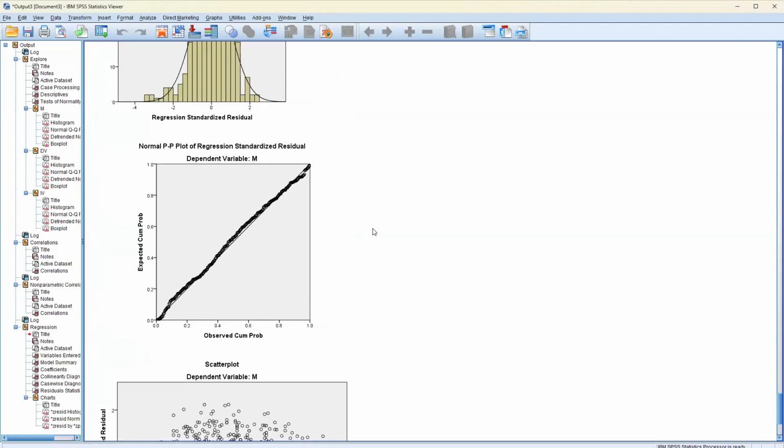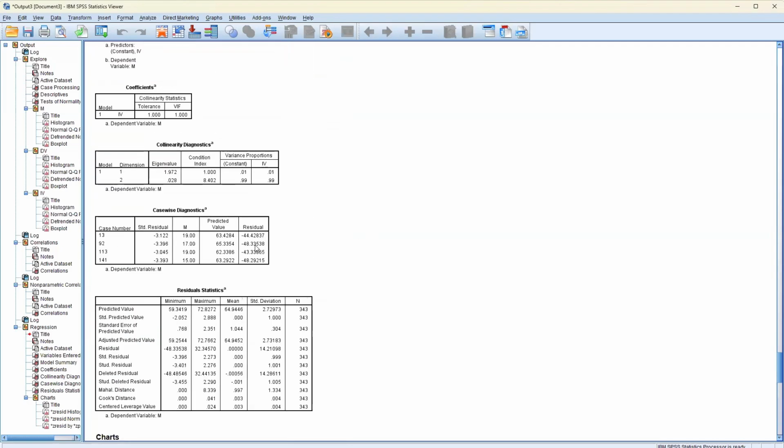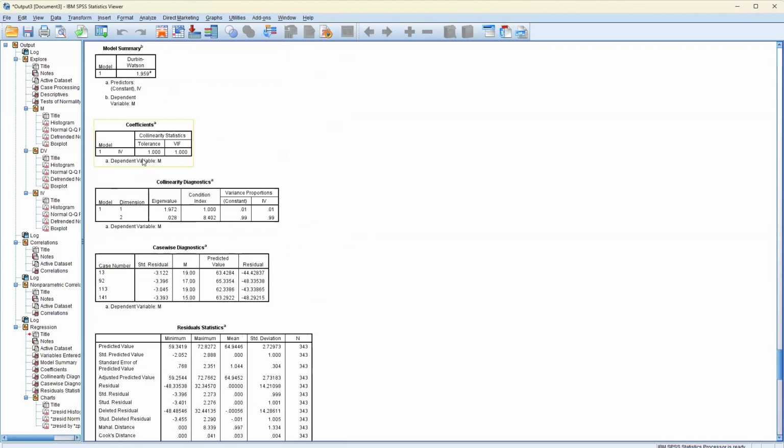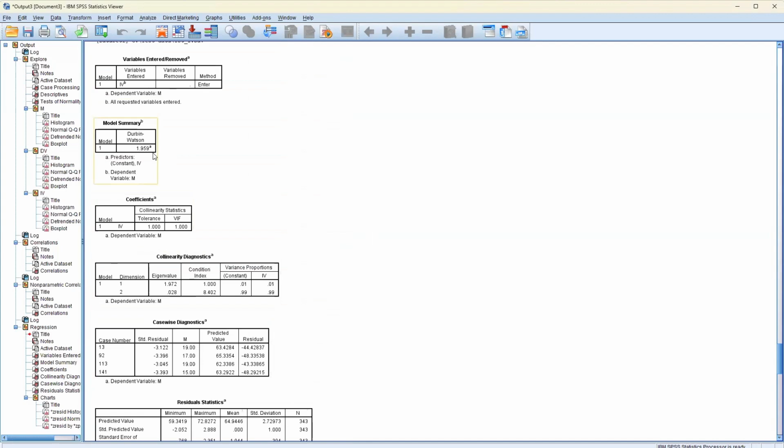So I click OK. Let's start with Durbin-Watson, the first assumption that you have. The Durbin-Watson statistic should be around 2. As long as the statistic is close to 2, for example, 1.95 is very close to 2, or it can be 2 point something, that is still acceptable. So as long as it's close to the value of 2, that means that the assumption of independence is met for your regression, for this step at least.